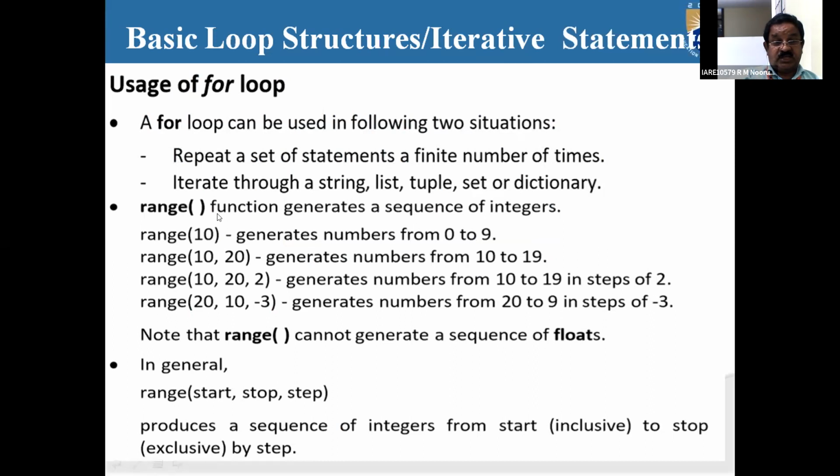Next, the range function, which you have already seen, generates a sequence of integers. If you have mentioned range 10, then by default the subscript starts with 0. We have mentioned 10 values, so it is going to start with 0 and end with 9.